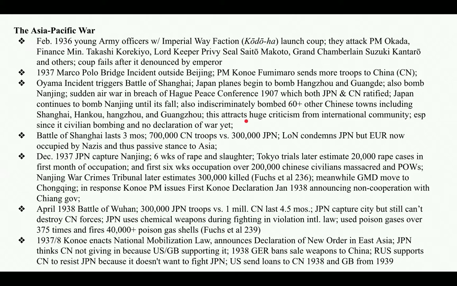The Battle of Shanghai lasted for 3 months. It was a very large conflict between 700,000 Chinese troops and 300,000 Japanese troops.